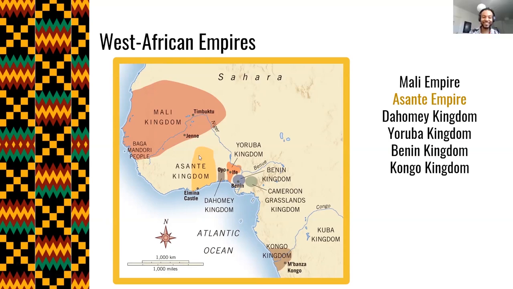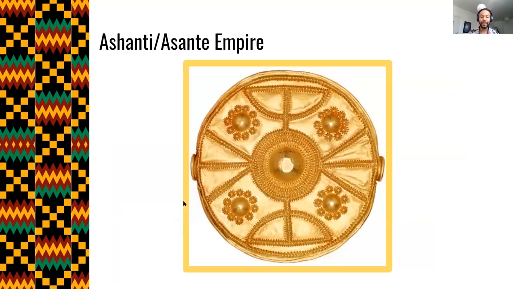Thank you. So this is Asante Kingdom, more or less modern day Ghana. This symbol is on a golden chain, and it's called a soul washer. It used to be worn by people who were born.